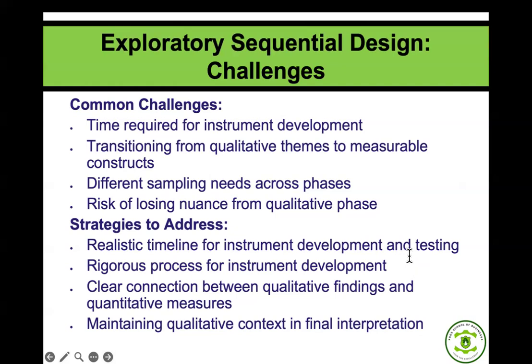Then the third one is the fact that you would have different sampling across the two phases. So you have a qualitative phase, quantitative phase, the sampling will be different. That's quite a challenge. And then there's also the risk of losing the nuance from the qualitative phase, which is supposed to be used to influence the quantitative. How can you overcome this? What strategies can you use to be able to overcome this?